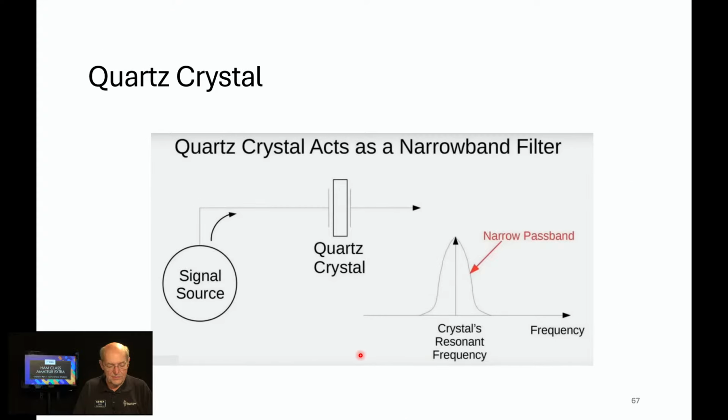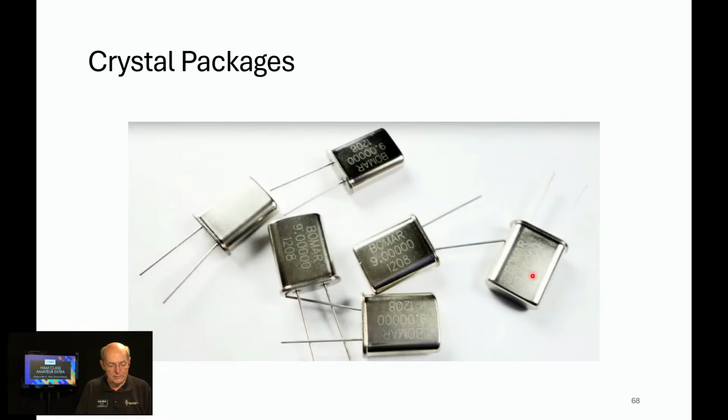Here's a picture of a response of a quartz crystal. It's got very steep skirts at the resonant frequency of the crystal, very narrow passband. Signal source passes through the quartz crystal and you wind up with something like this. We showed some of these last week.